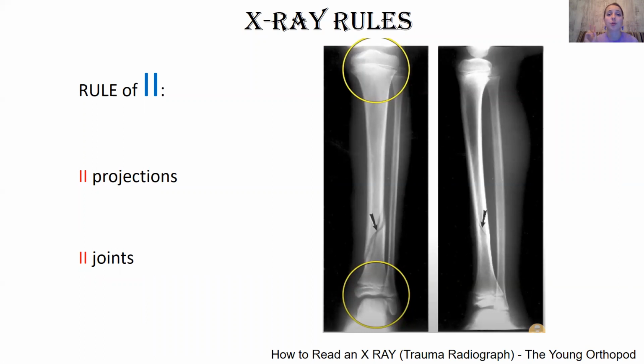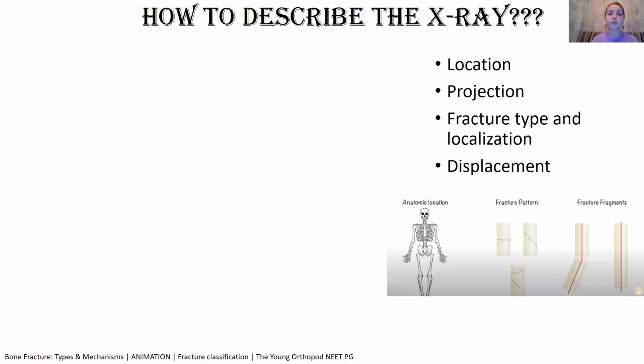The rule of 2 projections: always it's the anteroposterior or AP view and lateral view, and always both joints on the X-ray you must see. For some locations, use additional projections, such as oblique, 3/4, axial, it's the details.